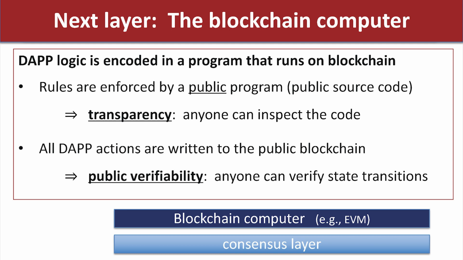It's very different from talking to Apple or Google or Facebook, where they might be running proprietary algorithms. So we have transparency. What's even more important is we have complete public verifiability. You can look at the blockchain and see that the code is running correctly. Yeah, the rules of the code are completely enforced.